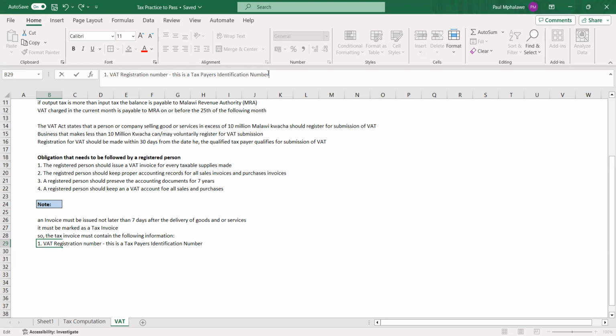Or commonly known as TPIN. Okay. Number two, the tax invoice should have a serial number, or a sequential number. Okay. Tax invoice number, for example, NIV 1234 or tax invoice number IN 00123.